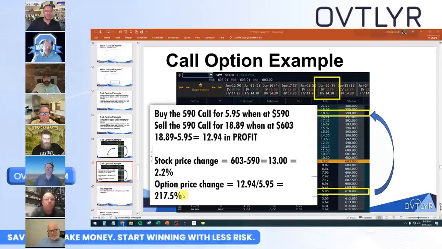Let me slow that down for you here. This is why we trade options. I think they call that an outlier gain, Chris. That is an outlier gain. Yes, exactly. The stock price went up 2%. The option price went up 200%. Do you see why we trade options? Huge gains, right? Exactly what we are looking for.